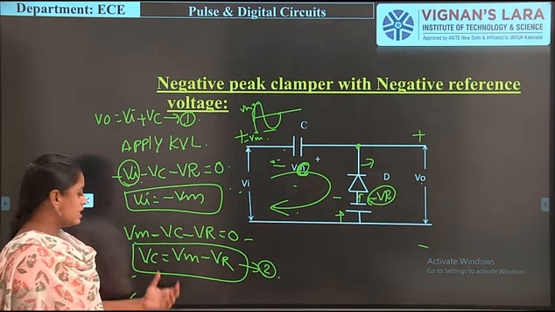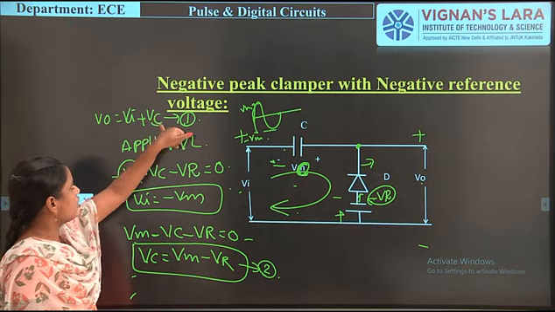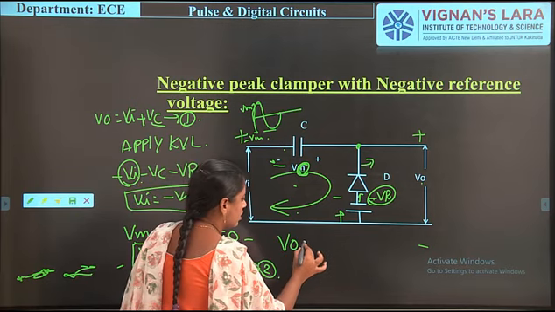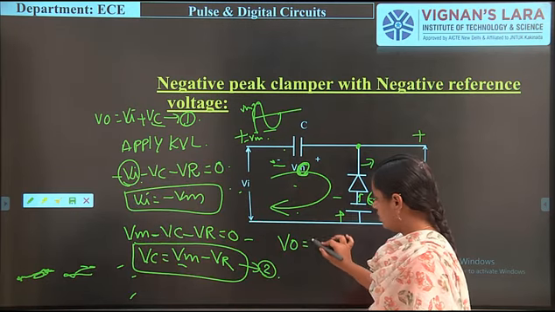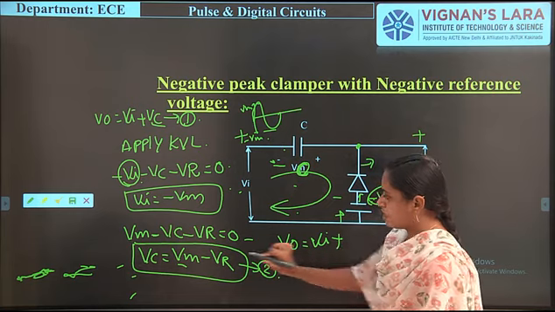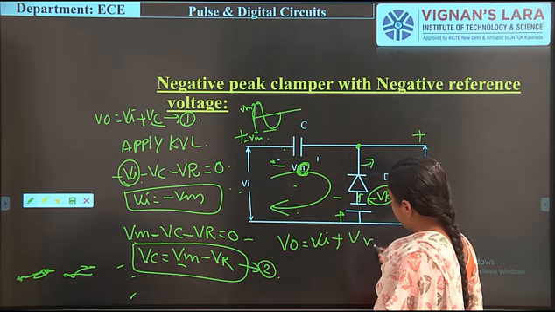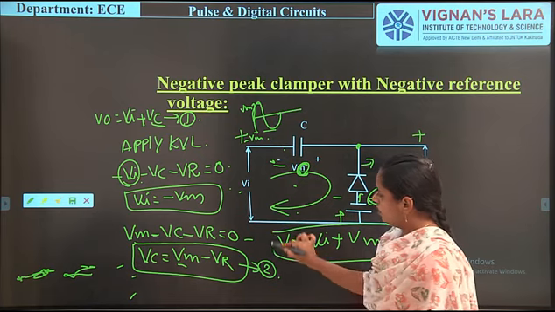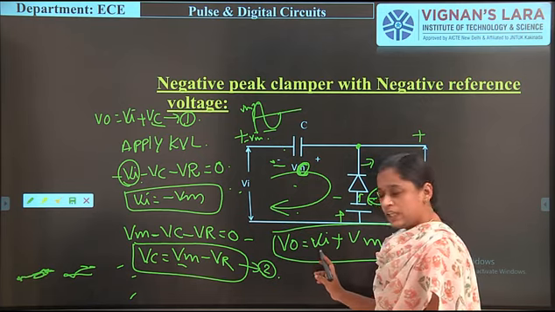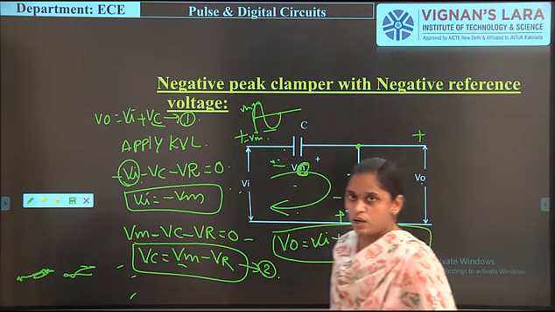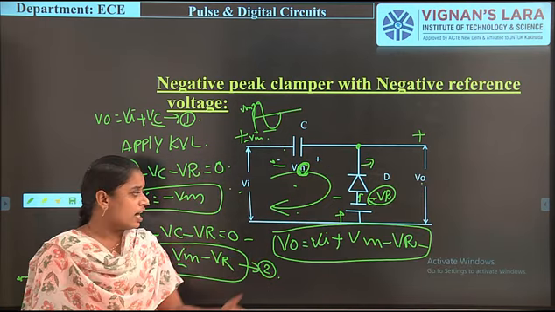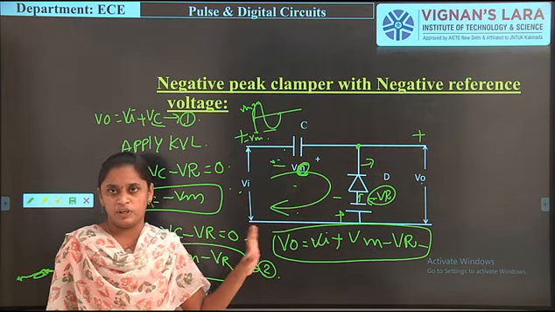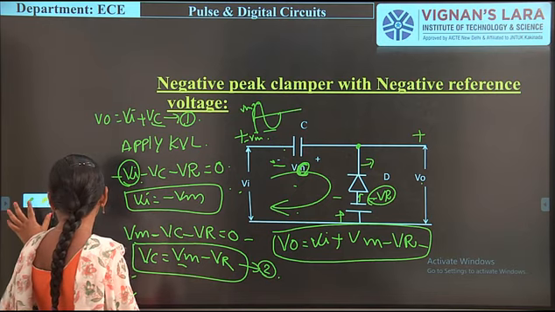Now substitute this equation in equation number 1, that is in place of Vc we substitute Vm minus Vr. So V0 is Vi plus Vm minus Vr. This is the total equation for finding V0. We have to apply the input in different conditions to get the output waveform, so we just have to check the conditions.